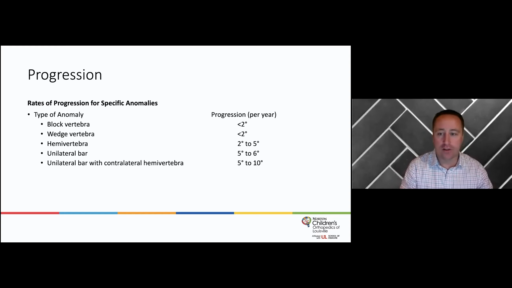Hemivertebras, that's where you're going to have significant progression, 2 to 5 degrees per year. And so if you're an infant and you have 5 degrees, and after age 10 you're going to be at 50 degrees, and then by the time you're 16, it's going to be a very big curve. If you have a unilateral bar, that is going to be 5 to 6 degrees. And then if it's a unilateral bar with a contralateral hemivertebra, once again, that's always the bad one. Those are the ones where, you know, sometimes you'll have a 2 or 3-year-old with a 100-degree curve already.